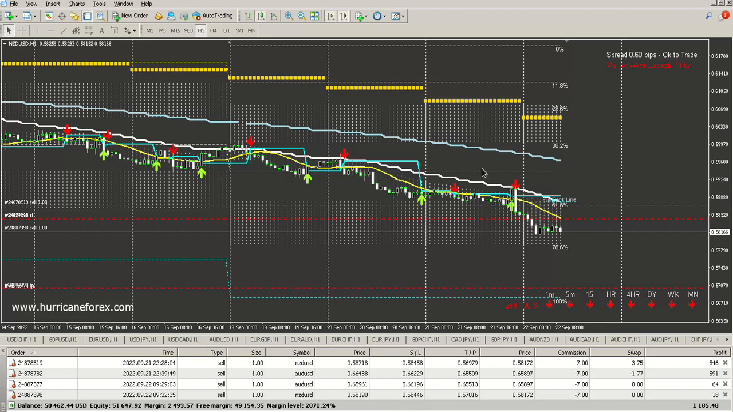I'm going to show you a different way of trading with Hurricane Forex that you can use. We've just had FOMC, which I did a bit of scalping on, which was kind of good fun. I've got some live trades on, as you can see.